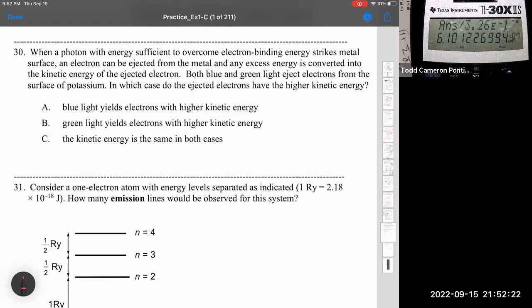When a photon with energy sufficient to overcome electron binding energy strikes the metal surface, the electron can be ejected from the metal, and any excess energy is converted into the kinetic energy of the ejected electron. Both blue and green light eject electrons. Which one has a higher kinetic energy? This is a very wordy way of asking which of these photons is higher in energy.